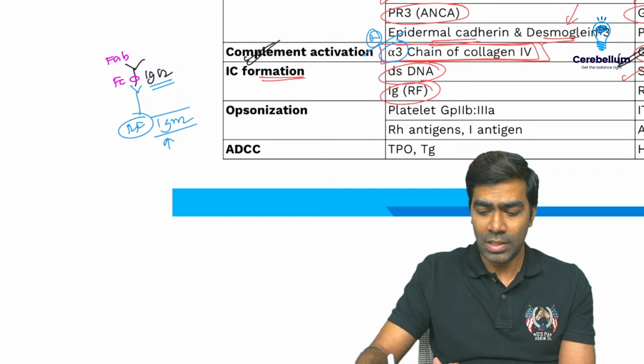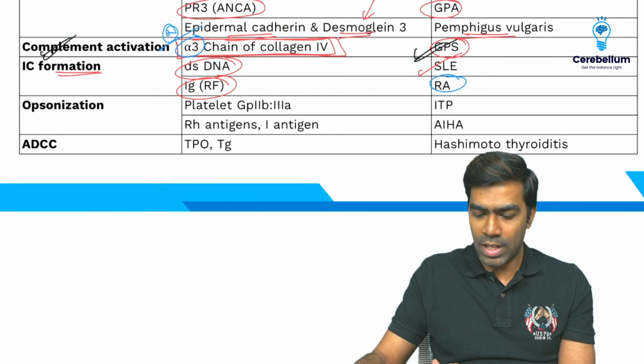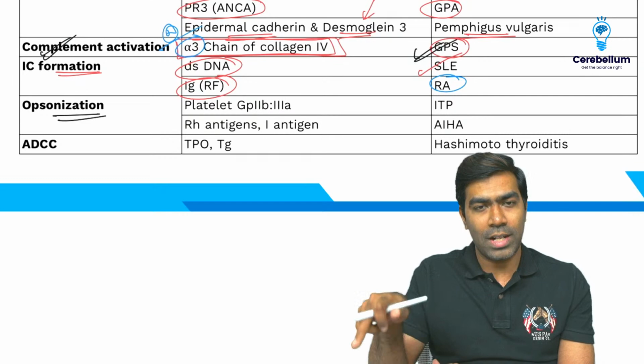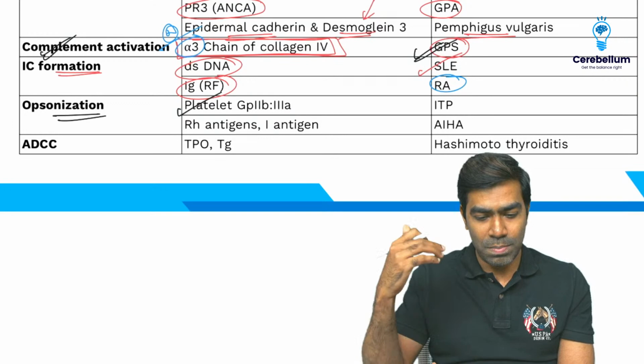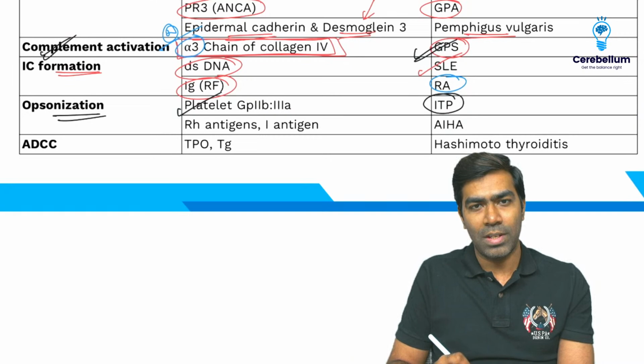Everyone knows that. So there are some antibodies that result in opsonization, which means they're going to coat the target antigen, and they're going to make that antigen tasty for the macrophages in the spleen to swallow them. Example, antibodies against platelet GP2B3A result in a disease called immune thrombocytopenic purpura. Antibodies against Rh antigens and I antigen result in autoimmune hemolytic anemia.